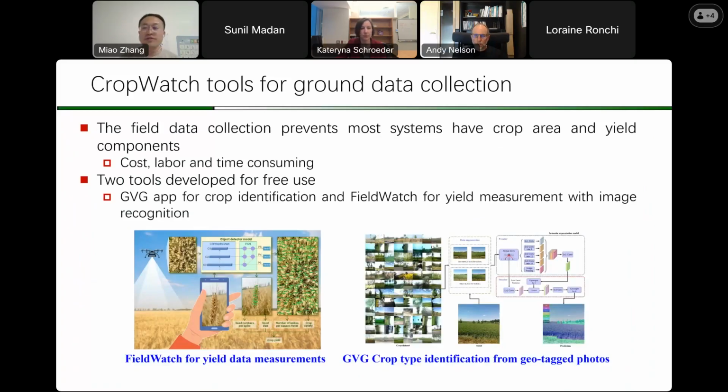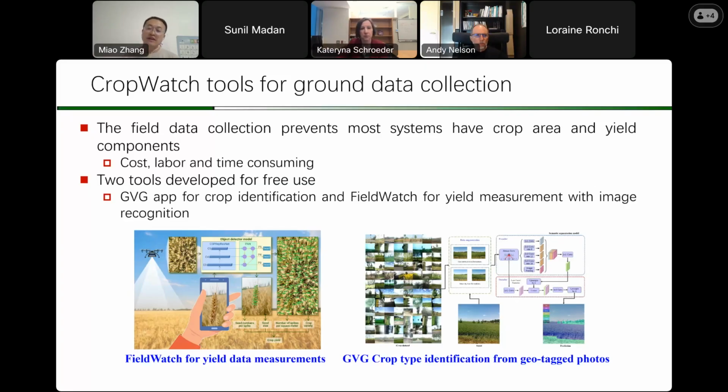To support this kind of crop monitoring, we provide 2 smartphone apps. One is FieldWatch, the other one is GVG. FieldWatch is developed to collect yield data without cutting the plants, by using artificial intelligence technologies to detect the number of kernels per square meter, the number of seeds per kernel, and the size of the kernel. By integrating the crop variety information, we can estimate the yield without destroying the plants.